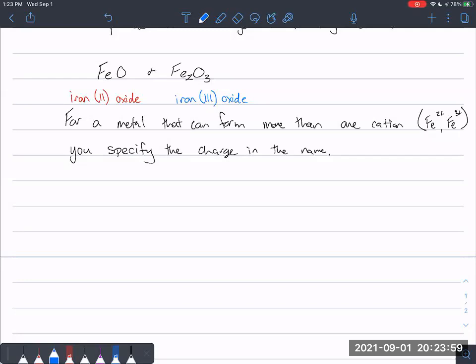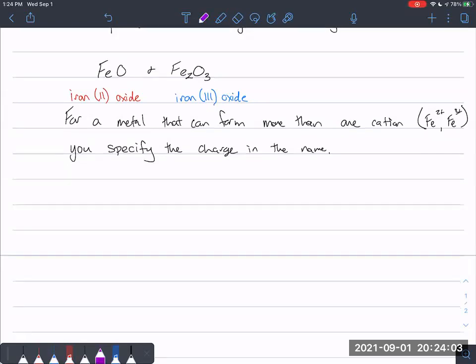Now, how do I know that the first one is iron(II)? I know the first one is iron(II) because oxygen has a -2 charge. In order for this to be electrically neutral, that must mean that iron has to have a +2 charge. That's pretty straightforward because there's only one of each.